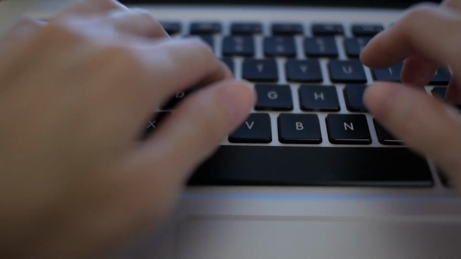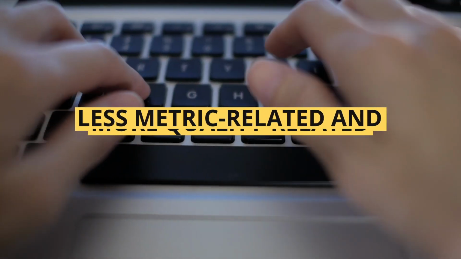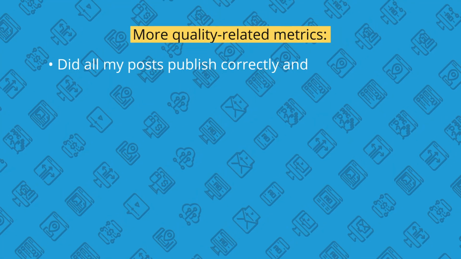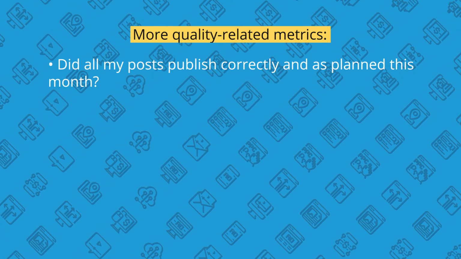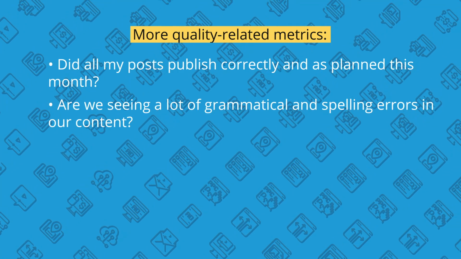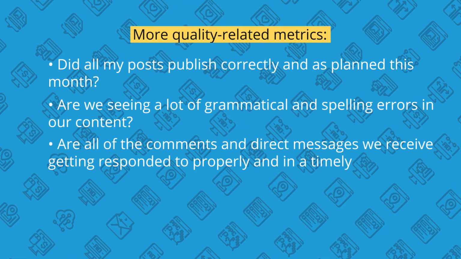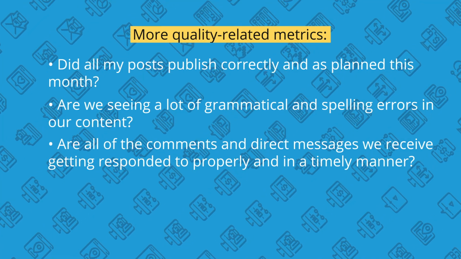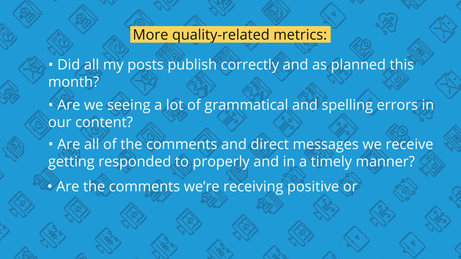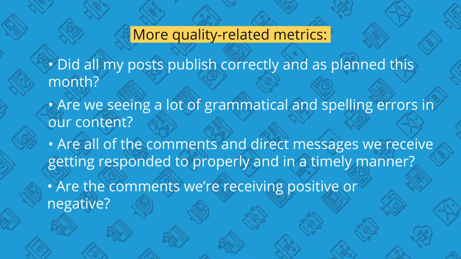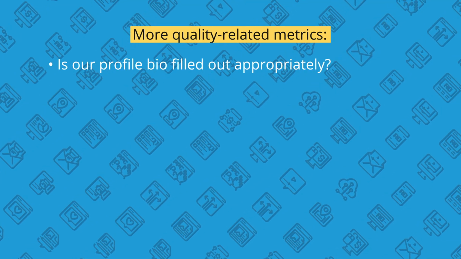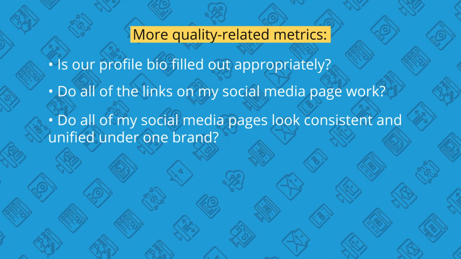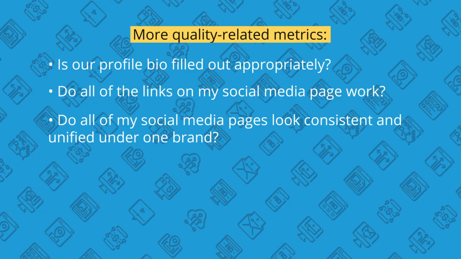Now, some less obvious things to audit for may be less metric related and more quality related. Here are some examples. Did all of my posts publish correctly and as planned this month? Are we seeing a lot of grammatical and spelling errors in our content? Are all of the comments and direct messages we receive getting responded to properly and in a timely manner? And to take that one a step further, are the comments we're receiving positive or negative? Is our profile bio filled out appropriately? Do all of the links on my social media page work? Do all of my social media pages look consistent and unified under one brand?